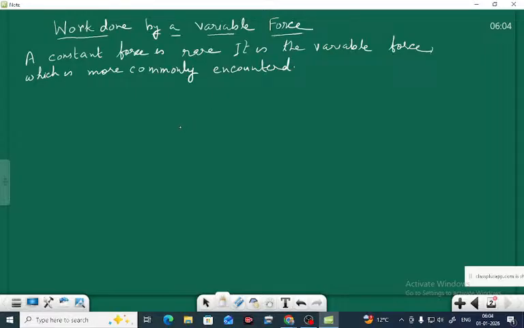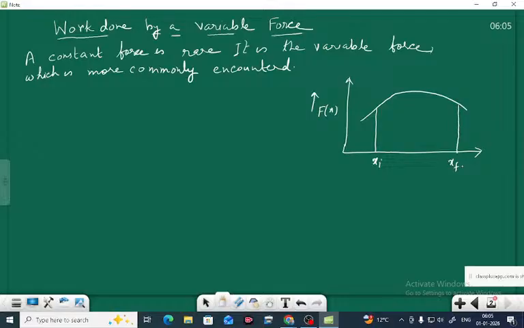Now we are drawing a graph to find the work done by a variable force. Suppose this is the graph, and suppose this type of graph is here. This is the force; you see, the force is variable, f of x on the y axis. This is xi, initial, and this is xf, that is final, right?